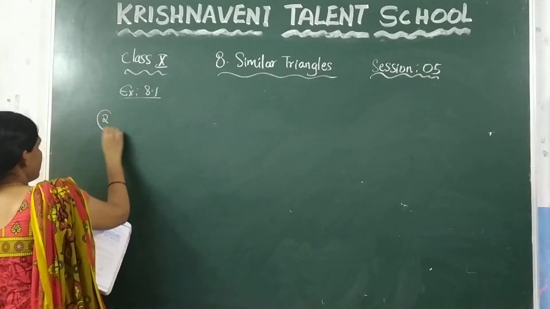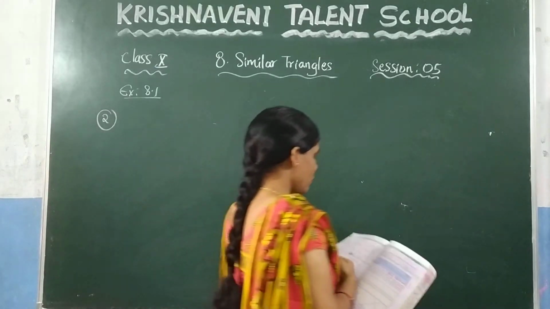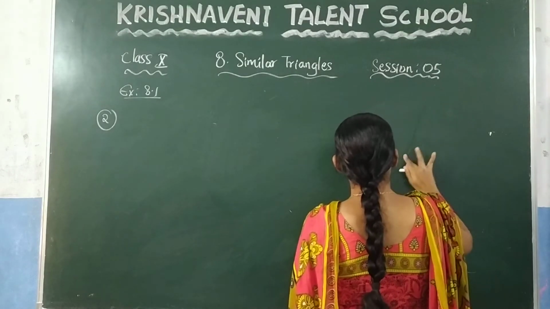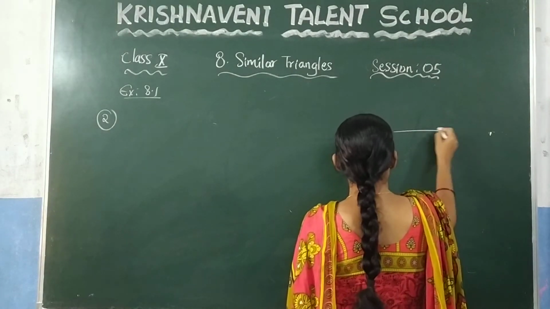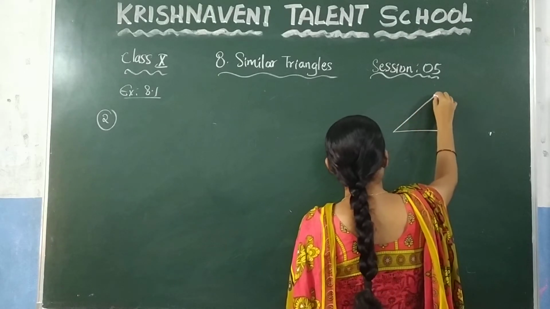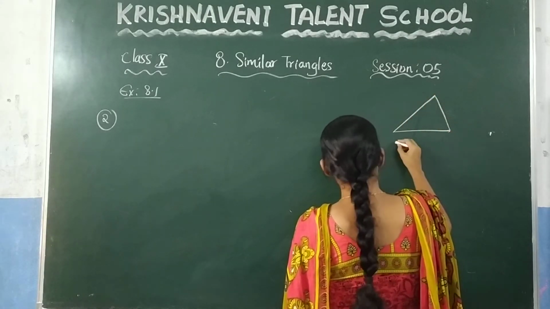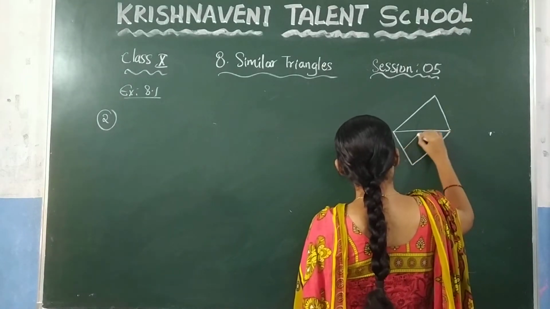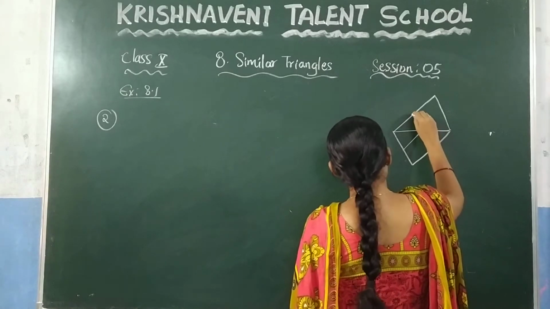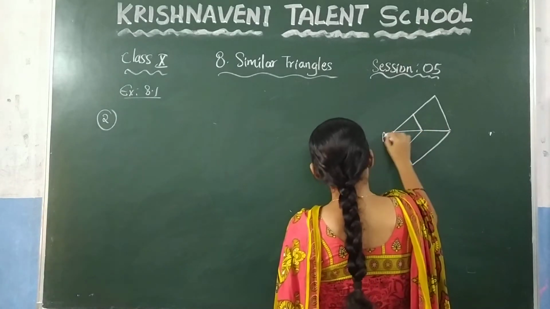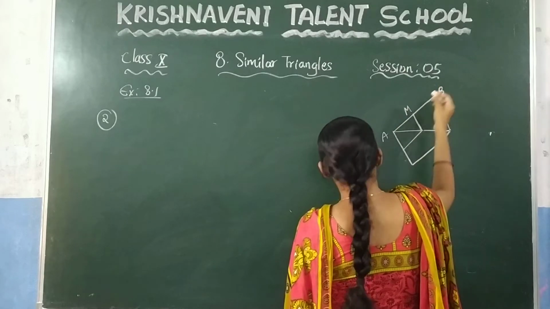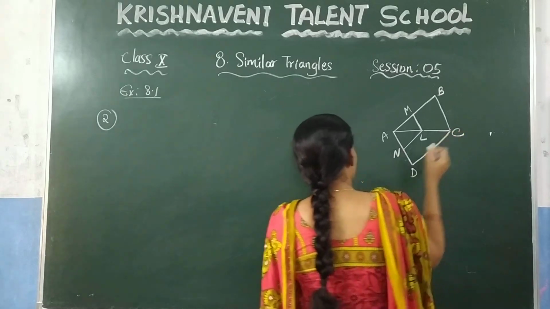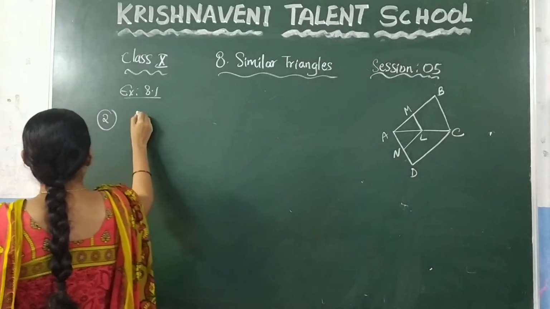The second question, let us draw the triangle first, and after that you can write what is given. Here they have given the triangle. AMB L, here it is NBC. Here this is the triangle given, and what is given, write it here first.